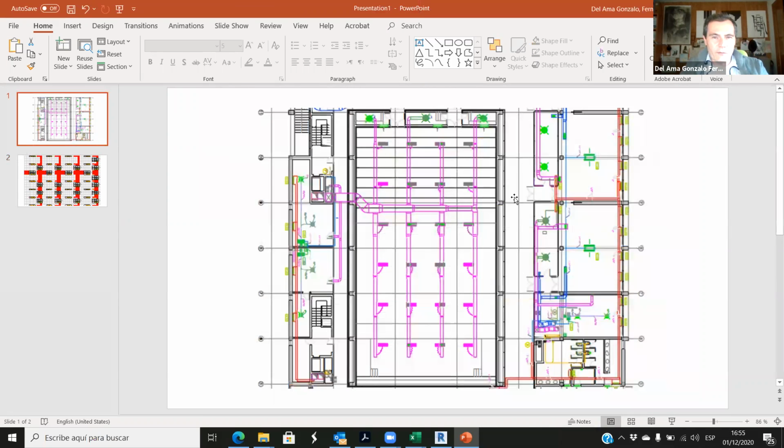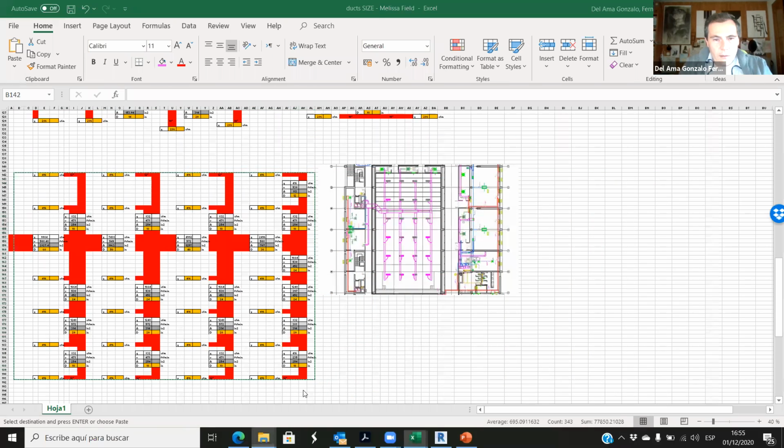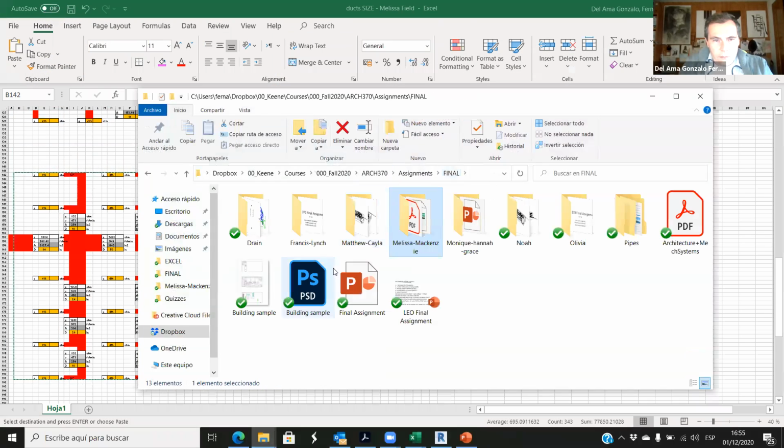So I want the picture of the space that you're analyzing, and this is the analysis with the Excel file. So at the end, I need a report like this instead of the Revit file. And what else?